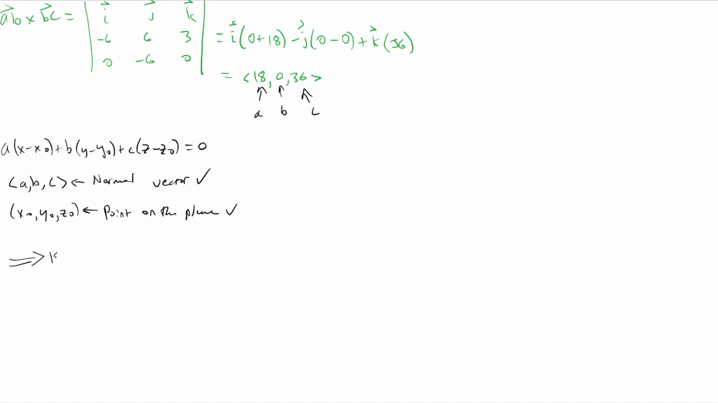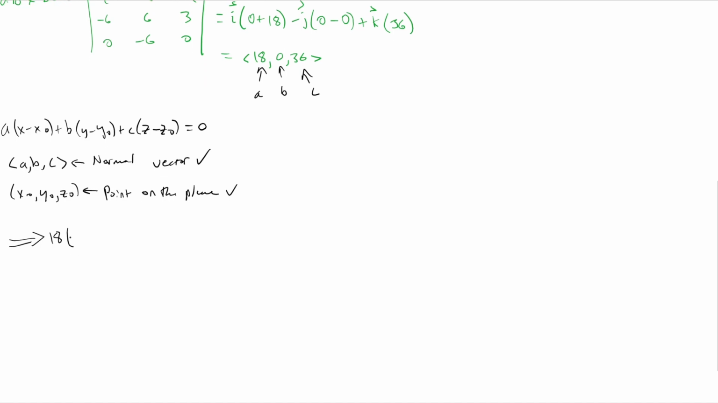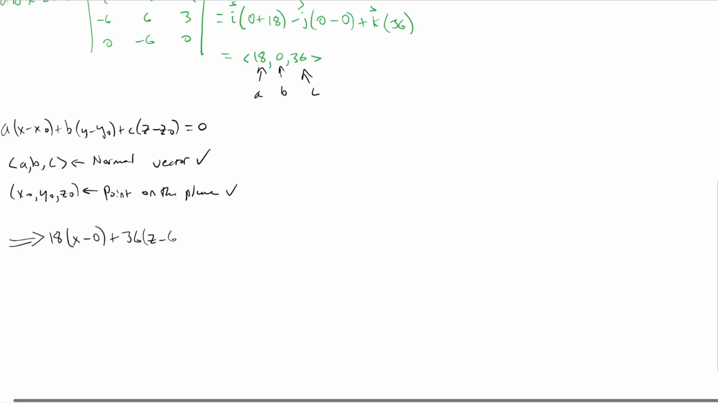So A is 18. I'm going to pick the point C because it's easiest, 0, 0, 6. That's the coordinates of that. So x minus 0, I'm not going to even write that, and B is 0, so that goes to 0. And then C is going to be 36 times z minus 6. And all of this equals 0.